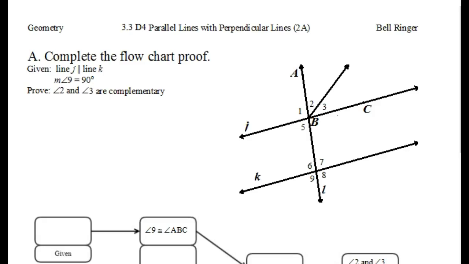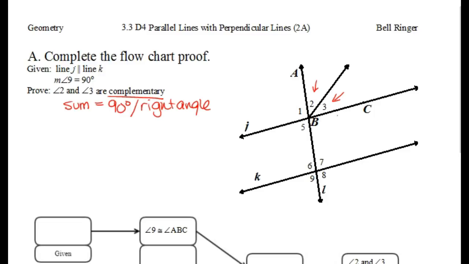Okay, so let's take a look at this bell ringer. What we need to prove is that angle 2 and angle 3 are complementary. What does complementary mean? That their sum is equal to 90 degrees. So wouldn't it be great if angle ABC was a right angle? So let's see if there's a way to show that angle ABC is a right angle.